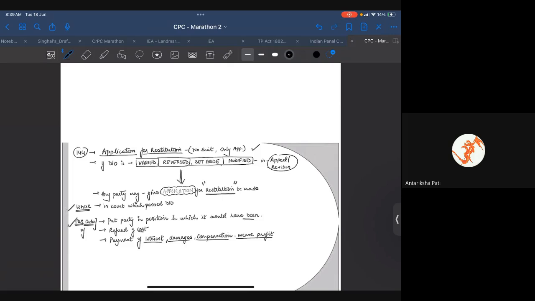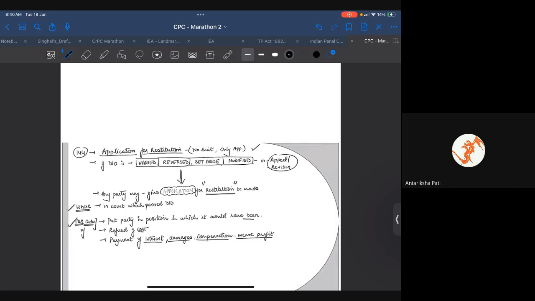144 is that if you are applying for a restitution, you can't file a different suit. Only application is to be made, and if the decree or order is varied, reversed, set aside, or modified in appeal or revision, then any party may give an application for restitution to be made. Okay, restitution is restoration basically. Wherever the court which had passed the decree or order, to that court only restitution application can be made.